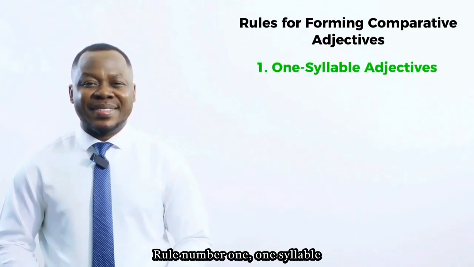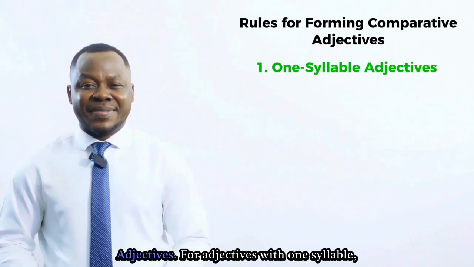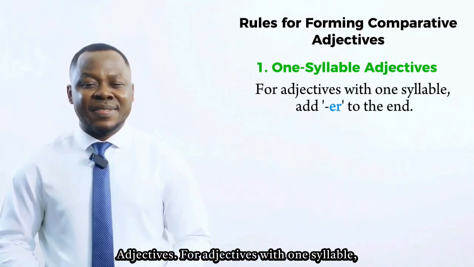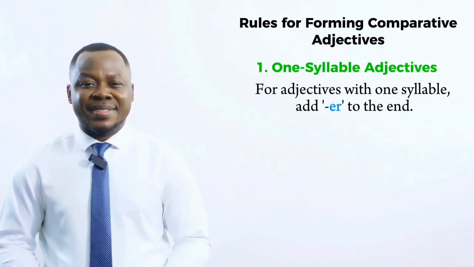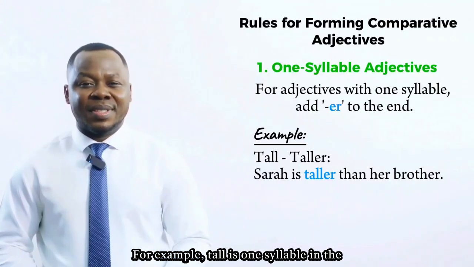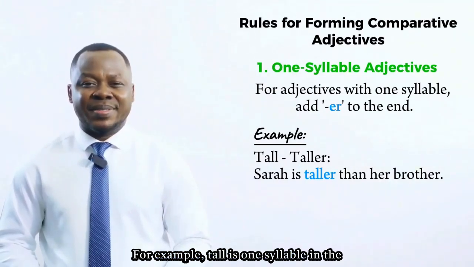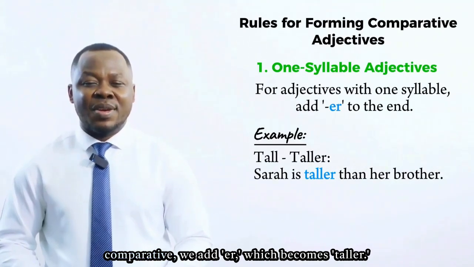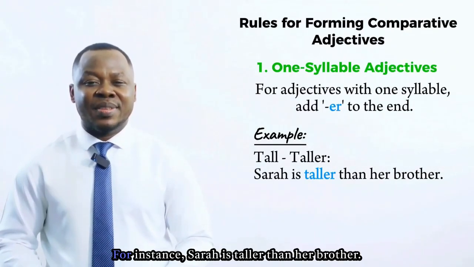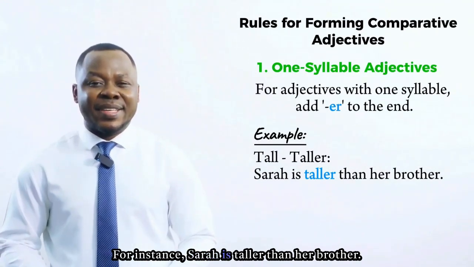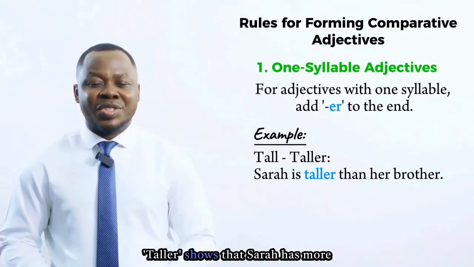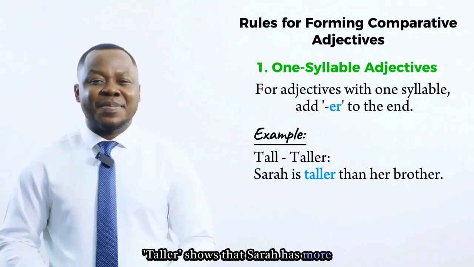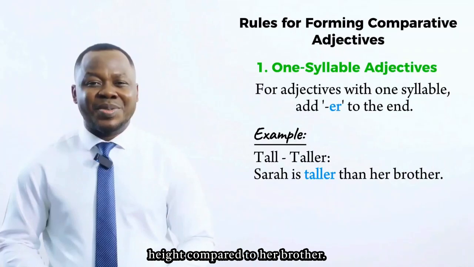Rule number 1. One-syllable adjectives. For adjectives with one syllable, add ER to the end. For example, tall is one syllable. In the comparative, we add ER, which becomes taller. For instance, Sarah is taller than her brother. Taller shows that Sarah has more height compared to her brother.